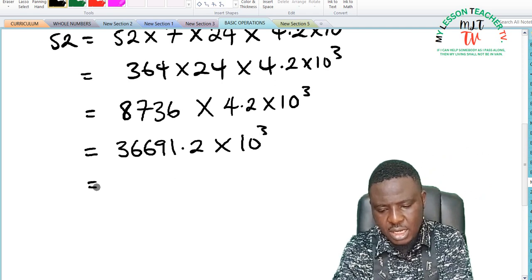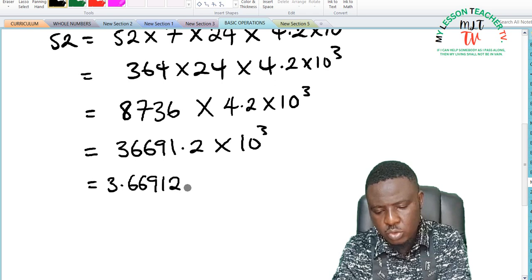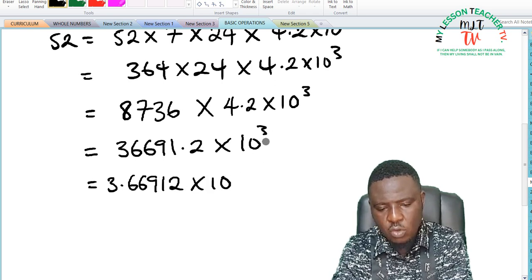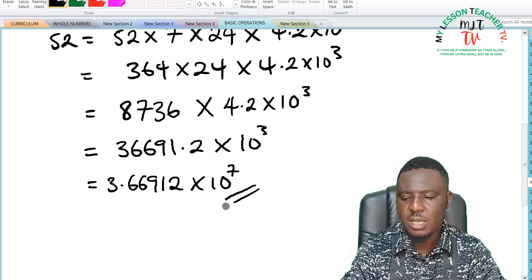Now, writing this in standard form, you are going to move the decimal point 1, 2, 3, 4 times, leaving us with 3.66912 times 10 raised to the power of, add 4 to 3, it gives you 7. So this is the number of heartbeats in 52 weeks.